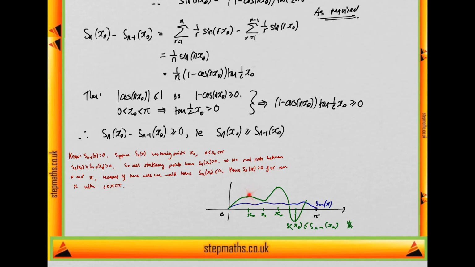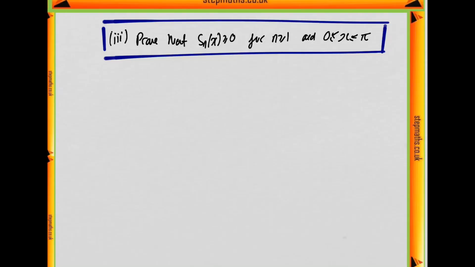So we have a strictly greater than or equal to at the stationary points, but in between it might not necessarily be. So yeah, we're done there. Finally, we are asked to prove that Sn of x is greater than or equal to 0 for n greater than or equal to 1 and 0 less than or equal to x less than or equal to pi. This actually follows really quickly from part 2, so see if you can do it on your own now.